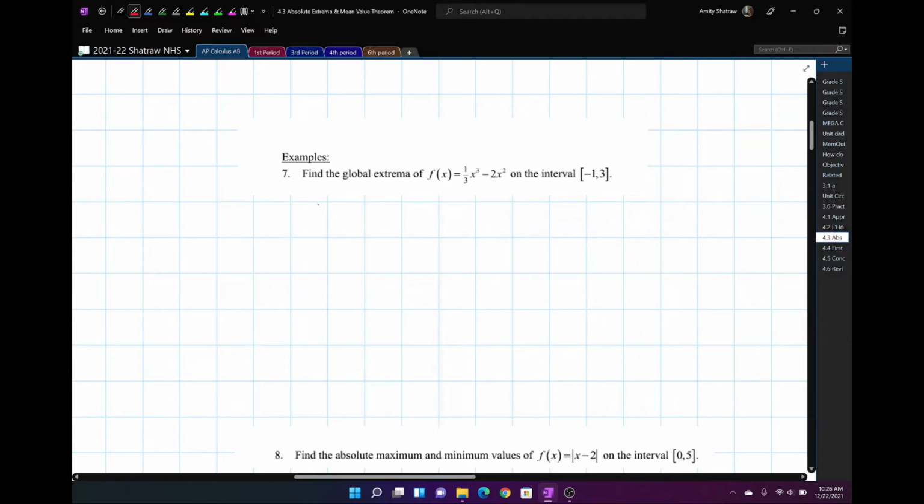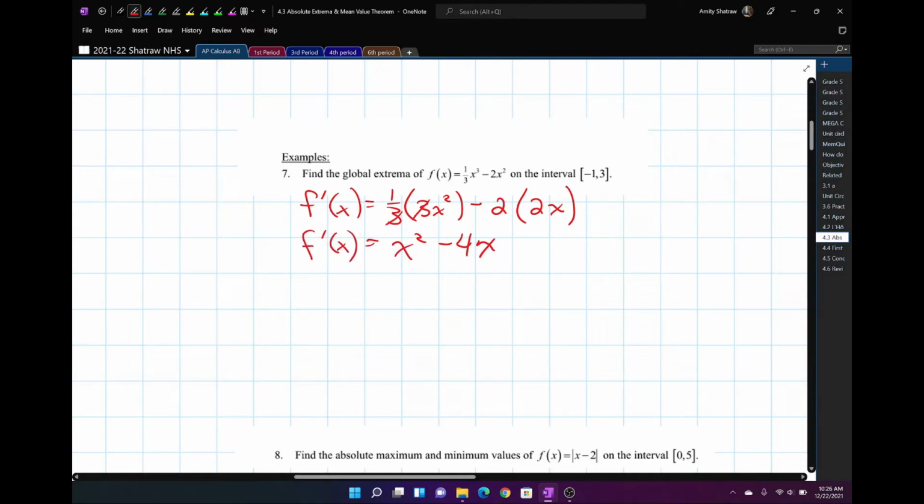So let's do that. f prime of x will be 1/3 times 3x squared minus 2 times 2x. And I can simplify that. Those turn into just an x squared, and that turns into a -4x. And that's going to be my derivative. Now I said what I wanted to do was set the derivative equal to 0. And if I wasn't lazy, I would just do this: x squared minus 4x equals 0. But I have seen it where a kid's too lazy to even bother to rewrite it, and they just do this.